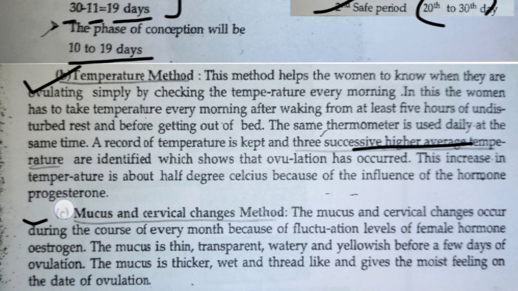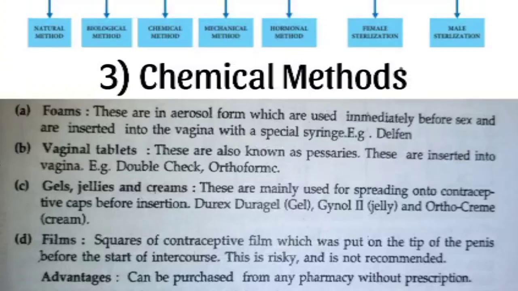Next, cervical mucus change method. In this method, generally there will be a white discharge or a jelly like discharge which indicates the ovulation period. If the discharge is very light, watery, then in the next few days, in 2 or 3 days, ovulation will occur. If the discharge is thick, thread like or cloth like in structure, then the ovulation is going on. You should not have sex. These are the biological methods.